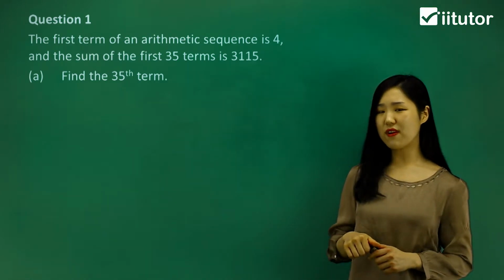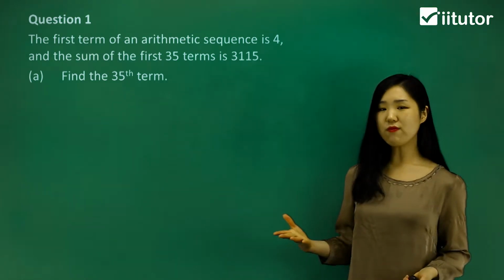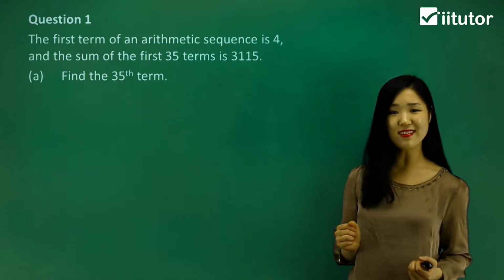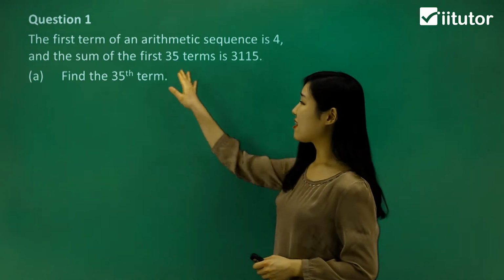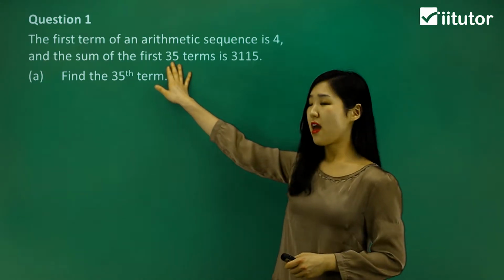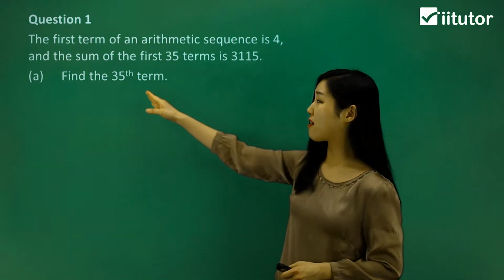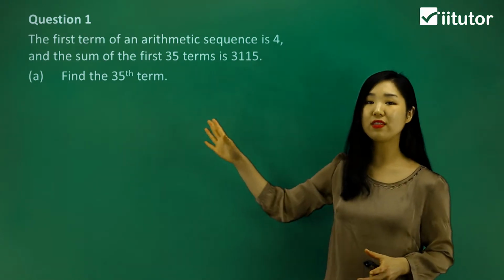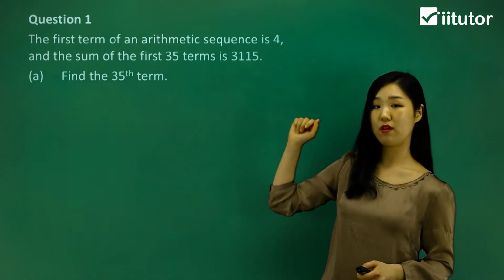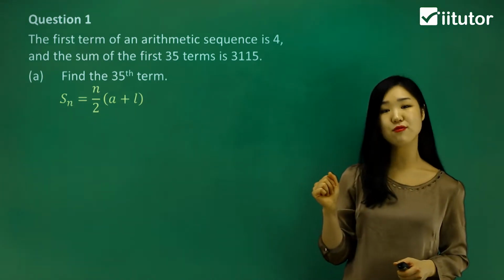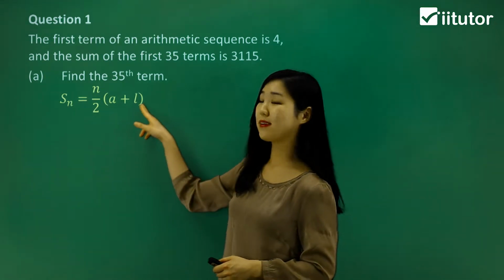Now, guys, if you want to find the 35th term, it is pretty much the last term in this arithmetic series, because there's 35 terms altogether. So the sum of the first 35 terms is this. That means the 35th term would be the last term of this sum, right? So I'm going to use my first term plus last term formula, S n equals n over 2 times (a plus l).